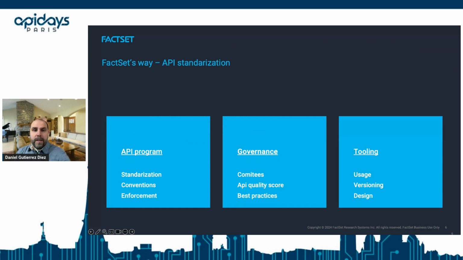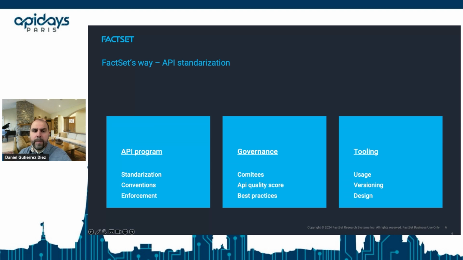The FactSet API program was launched some years ago in order to standardize the creation and maintenance of the APIs. The API program guides teams and provides specific tooling when working with APIs. Teams are enforced to follow conventions and best practices when creating APIs, and several committees are in charge of helping and guiding them and providing support when needed.